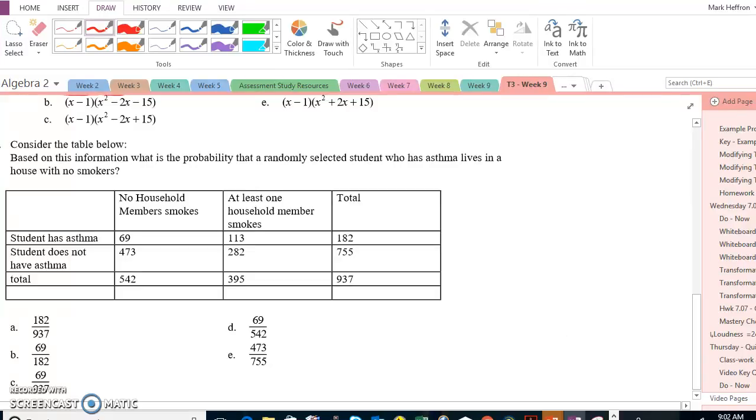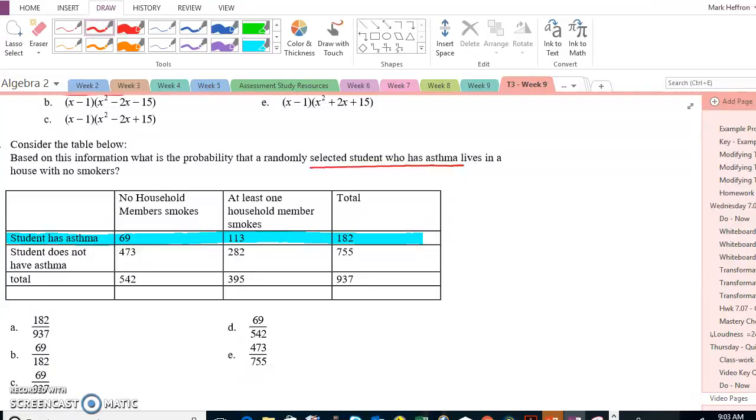So it says, what is the probability that a randomly selected student who has asthma? So that comes first. They're saying, hey, that is the portion of the sample we're looking at. So we look and see all of the asthma students. Well, if this is probability, then I know I'm going to have a part over a whole. And so I've just identified my whole right here as 182.